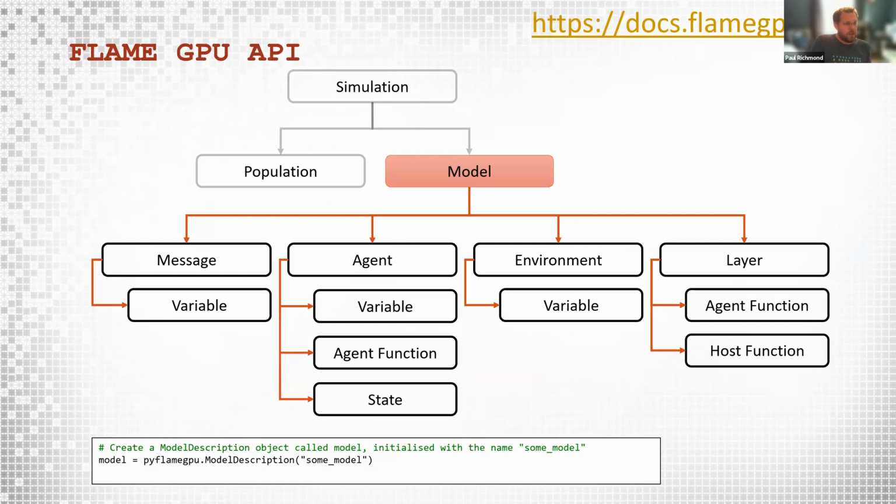So in terms of describing a model, there's this kind of hierarchy of objects that exists. There's a simulation. A simulation has both a population of agents and a model. The population is dependent on the description of the model in terms of which variables it will have and so on. I'm going to quickly go through some basic syntax of describing a model.